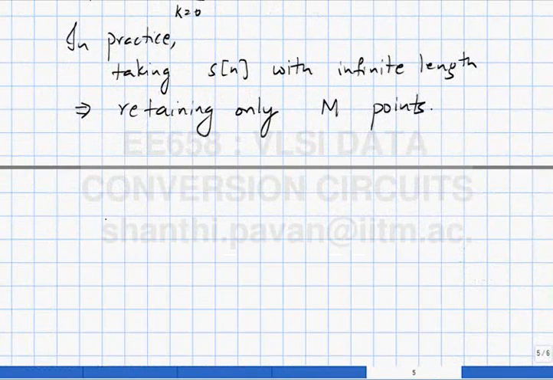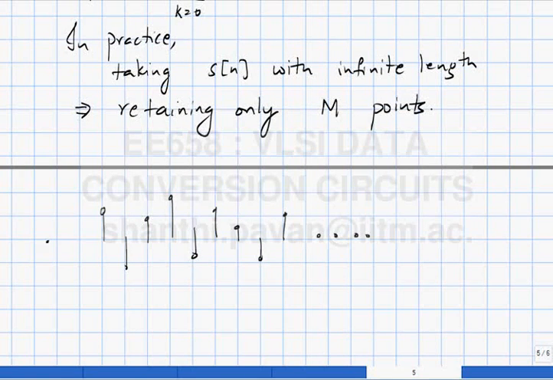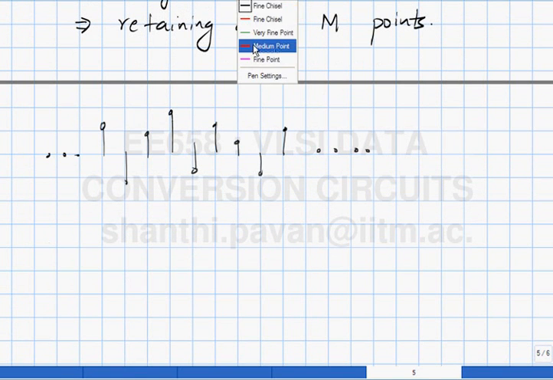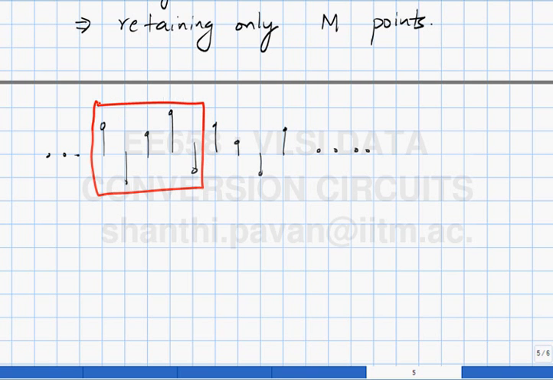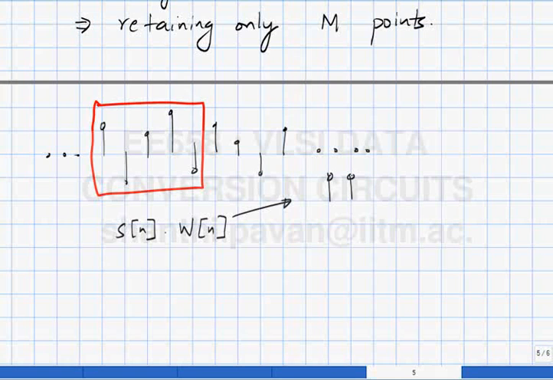So if I have this infinite length sequence, for example, this is some sequence, but I only retain, say, these points, okay, what is it equivalent to? It is equivalent to taking S of n and multiplying it by a rectangular window W of n, which is 1 for n being equal to 0 to n being equal to m minus 1. Does that make sense?